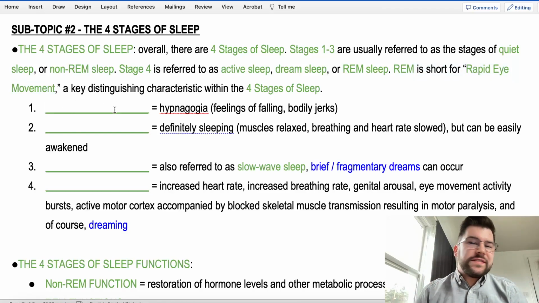The first 3 stages are going to be non-REM stages. You see that right up here. Stage number 4 is going to be our REM sleep. You've probably heard of that one. But let's go through stage by stage and see what's happening at each one differently here.